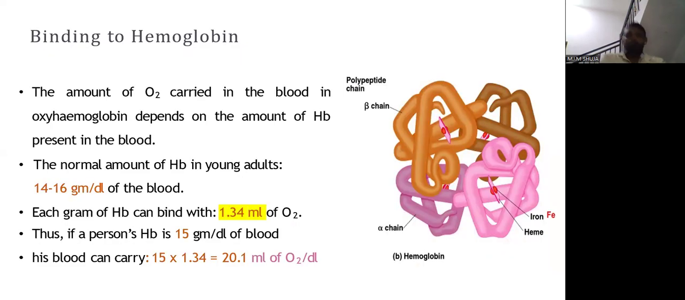So the amount of oxygen carried in the blood as oxyhemoglobin depends on the amount of hemoglobin present. Usually in adults, our hemoglobin level is 14 to 16 gram per deciliter. Each gram of hemoglobin will carry 1.34 milliliter of oxygen. So a total of 15 will carry 20.1 milliliter of oxygen per 100 ml of blood. You should know these values.